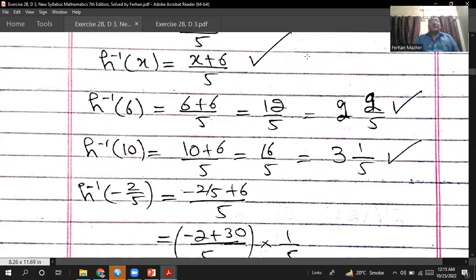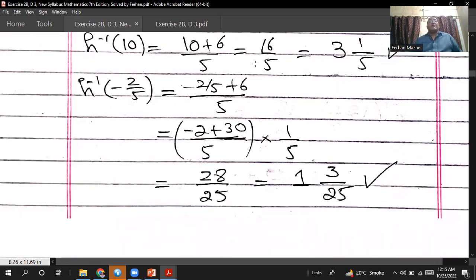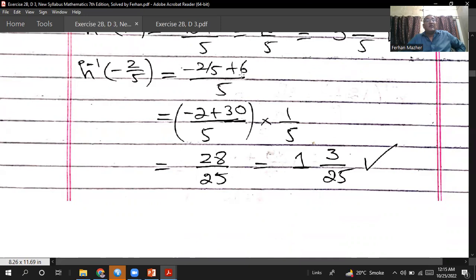Then they want us to find the value of h inverse of minus 2 by 5. So it will be minus 2 by 5 plus 6, the whole thing divided by 5. So it will be minus 2 plus 30, the whole thing divided by 5. I have taken the LCM, multiplied by 1 by 5. So it will be 28 by 25. So that is 1 whole 3 by 25.